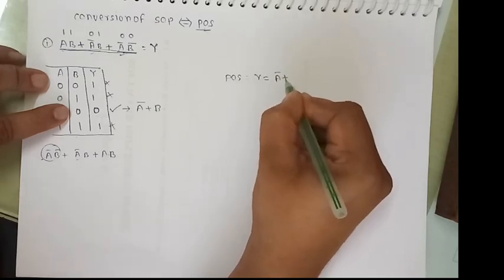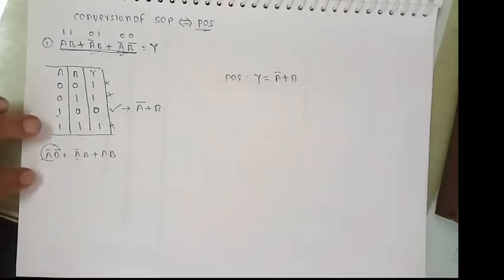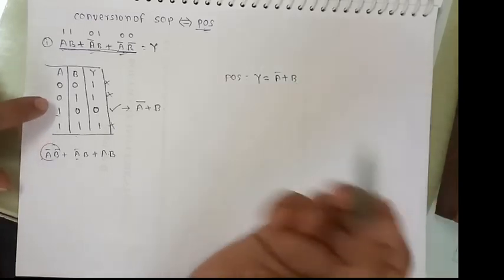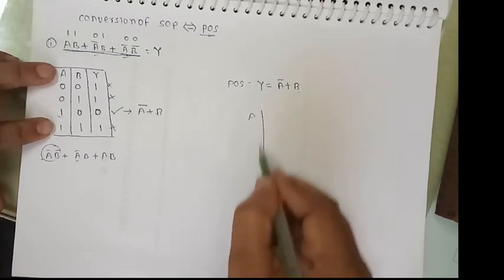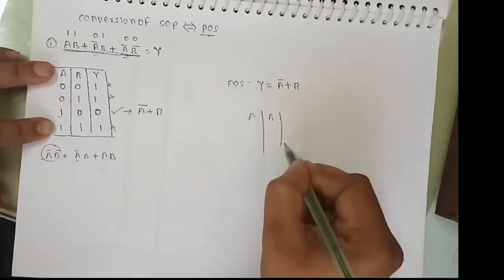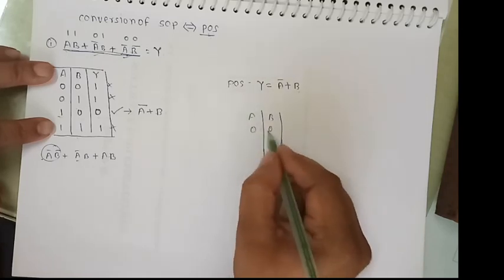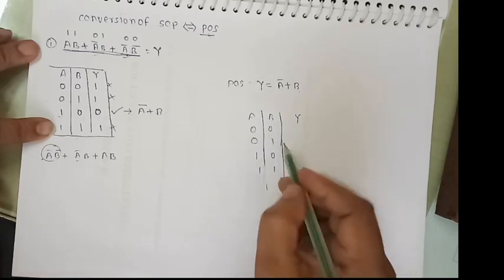A bar B, A bar plus B. So this is my POS equation. Now if you draw the truth table for this equation, then you will get again the same table. Suppose we write the truth table for this equation. So let us see. Values of variables AB: 0 0, 0 1, 1 0 and 1 1, output Y.